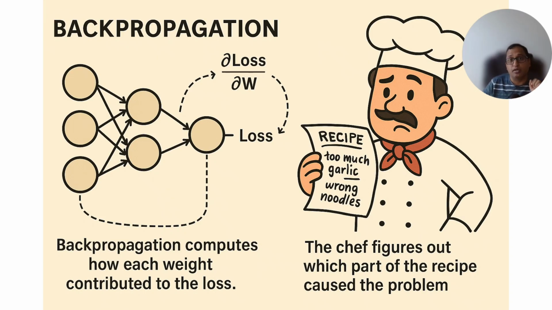Did I use too much garlic? Did I boil the wrong noodles? Did I mess up the sauce? So he marks issues directly on the recipe. Hey, too much garlic, wrong noodles. This intuition is behind backpropagation.